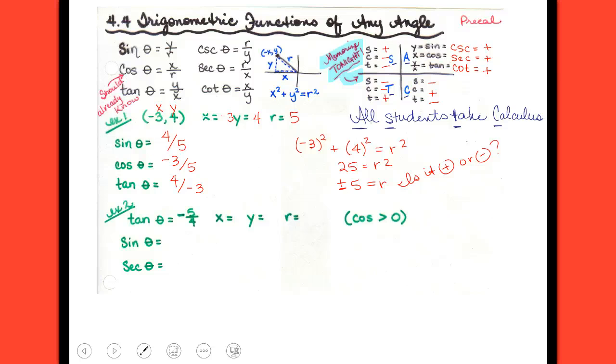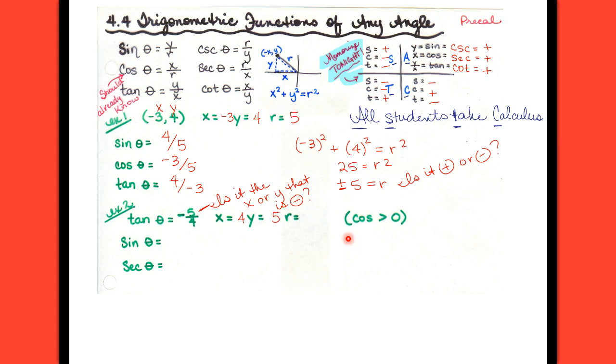All right, look at another one, example 2. Example 2 says, given tangent is equal to negative 5/4 and cosine is greater than 0, find sine and secant. Okay, I know that tangent is y over x. The problem is, I don't know where the negative goes. It could be a negative 5 over a positive 4, or it could be a positive 5 over a negative 4. I'm not sure whether it's the x or the y that's negative. That's why they had to give me that extra piece of information, that cosine is greater than 0. That's how I'm going to figure that out.